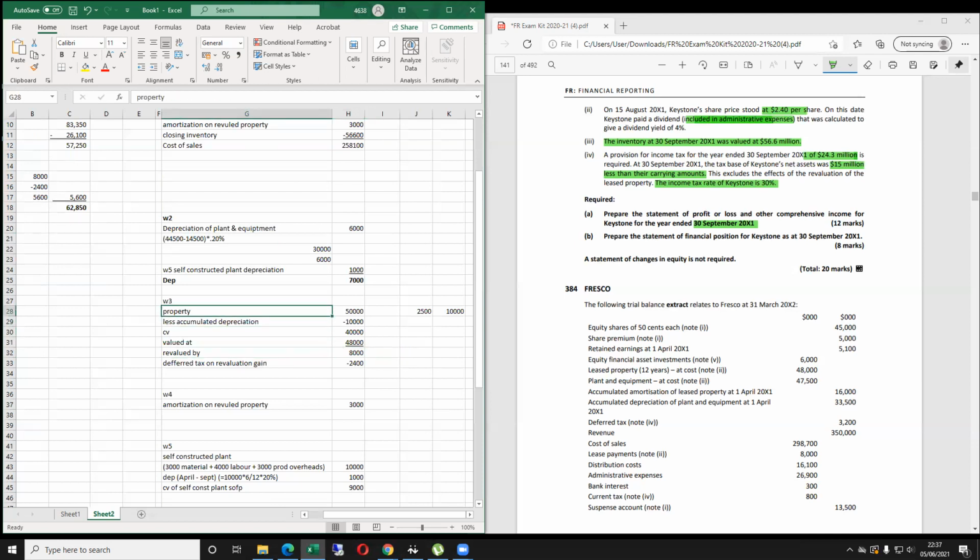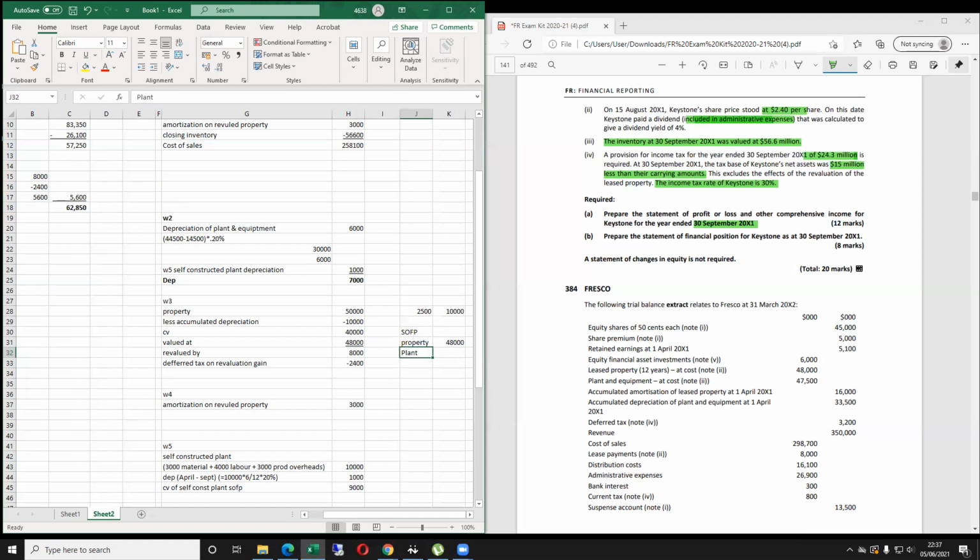So lease property, this is our property. 50,000 was the price, and depreciation, this is a revaluation, and this is after the revaluation. You can say how much we have for lease property. Let me write it here for SOFP. SOFP, the carrying amount. We just need to know the carrying amount. So the lease property was 48,000, because by the end of the year it was revalued at 48,000, right? Yes, 48,000.